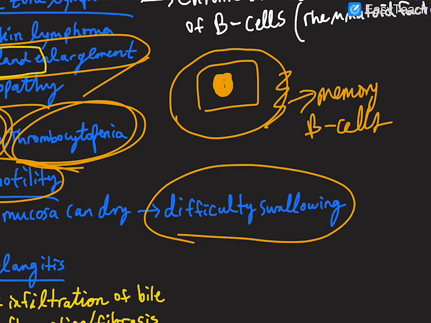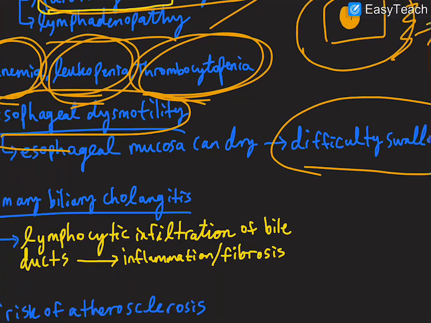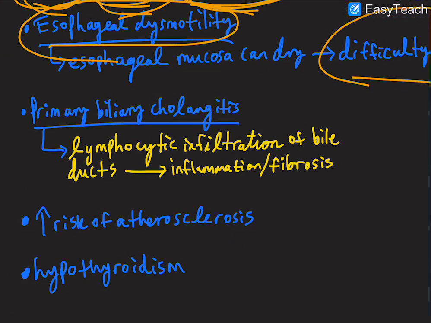Even dysphagia, okay? And then of course another important finding in Sjogren's, you can get lymphocytic infiltration of your bile ducts. All right. So if you see lymphocytic infiltration of your bile ducts, that can lead to primary biliary cholangitis, right? So that's basically if your lymphocytes can infiltrate your bile ducts, your intrahepatic bile ducts, leading to fibrosis and inflammation of those bile ducts, right?